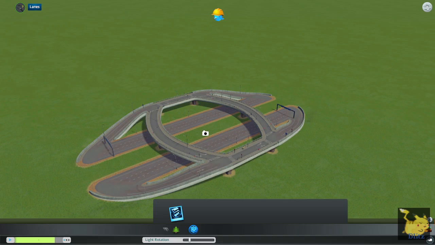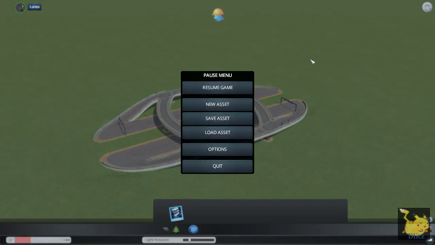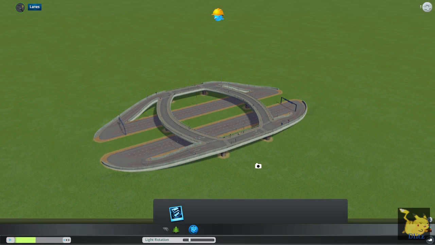So we're gonna take a picture of it, maybe. And we're gonna save asset, and we're gonna call this an iris interchange. I don't know. No, dog bone. So there you go. We have it.